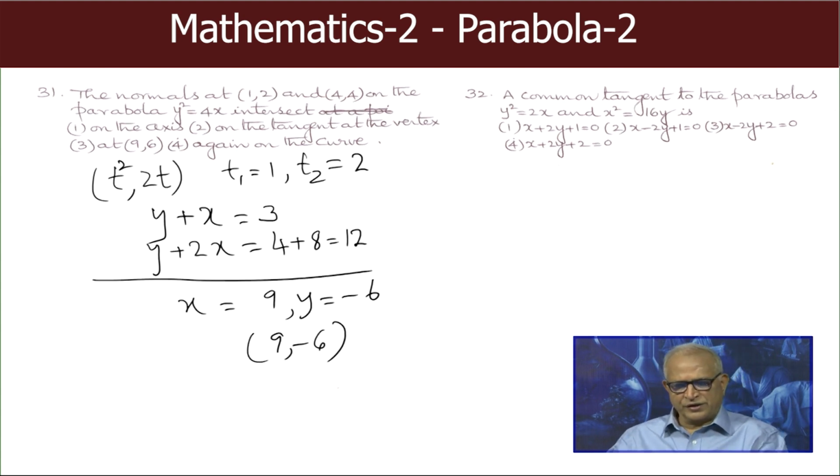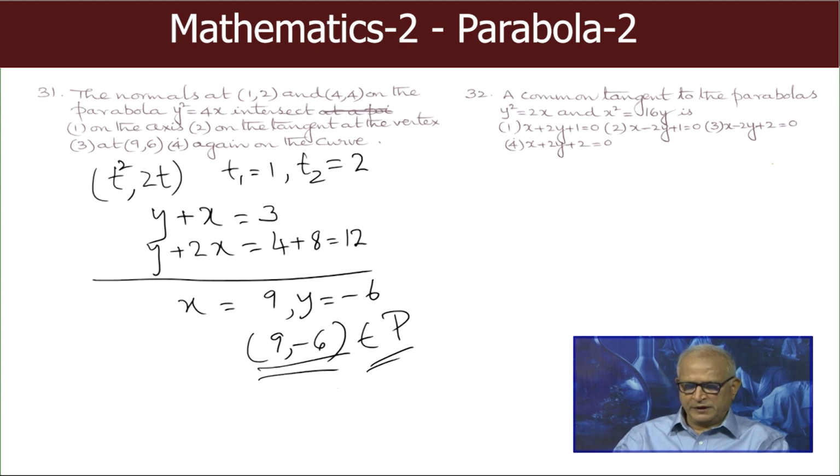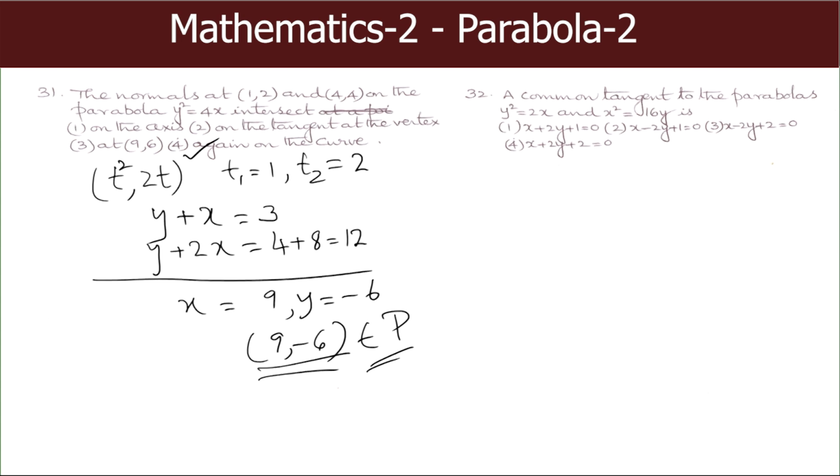Is it on the axis? The axis is the x axis, so the y coordinate would have to be 0. On the tangent at the vertex? Certainly not, because the tangent at the vertex is the y axis and the x coordinate must be 0. Here the x coordinate is 9. At (9, 6), not correct. So, again on the curve. Clearly, this point belongs to the parabola, because it satisfies the equation. So, again on the curve.